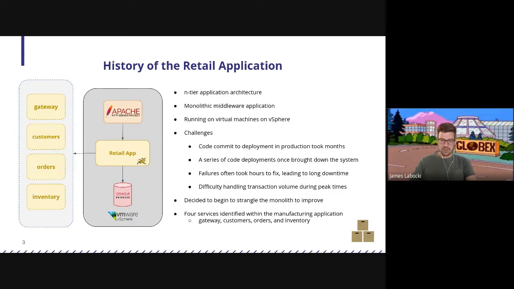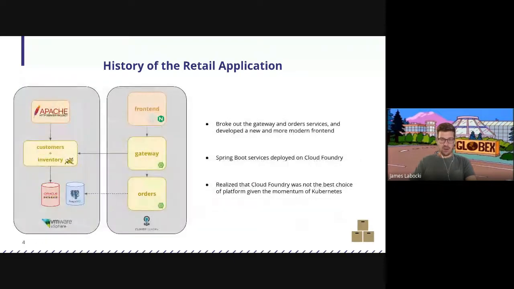And so we decided to begin to strangle this monolith. There's 4 services we identified: the gateway service, the customer service, the order service, and the inventory service inside of this application. And so what we did is we began to strangle them. And at the time, we heard of this platform called Cloud Foundry. And so we decided to basically strangle out the gateway and order service and develop a new modern front end that would make our application more customer friendly as well. And we did this all on Cloud Foundry.